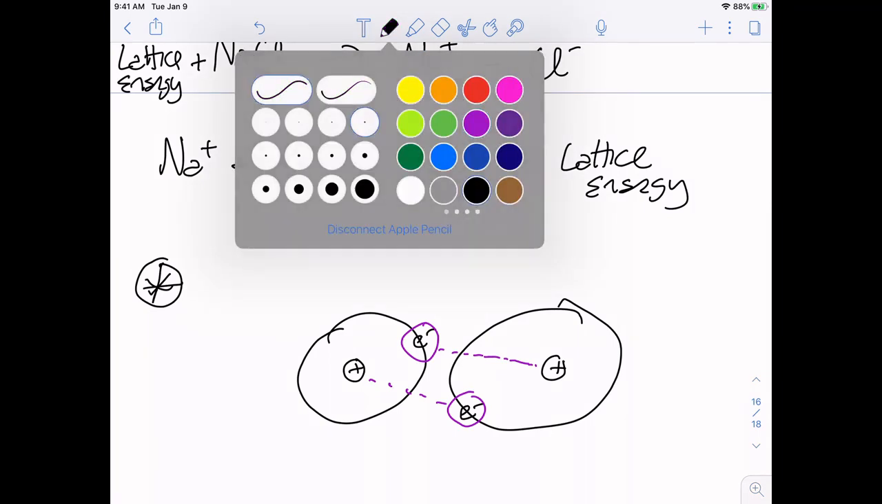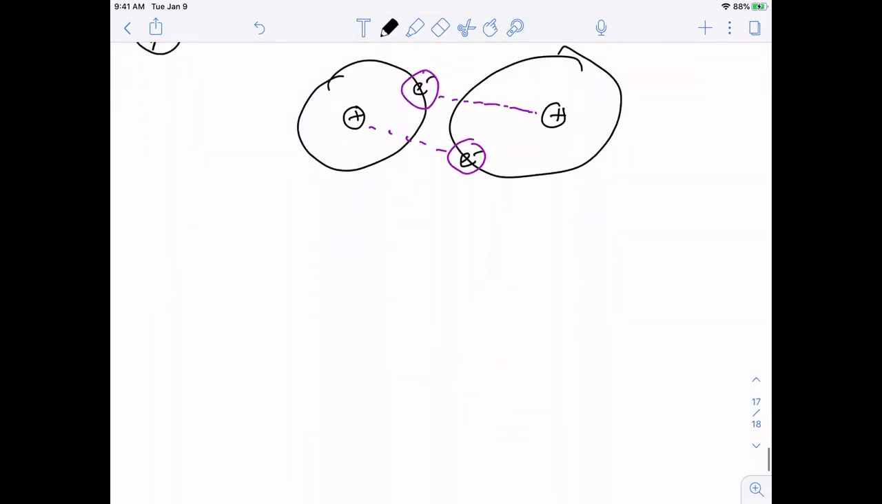So those are our two trends. First, bigger charge. By bigger charge, I just mean that a +2 is larger than a +1, and a -2 is also bigger than a -1. So I'm talking about the magnitude, not the sign of that charge. Maybe we should say the larger the charge. I don't know what the right wording is.